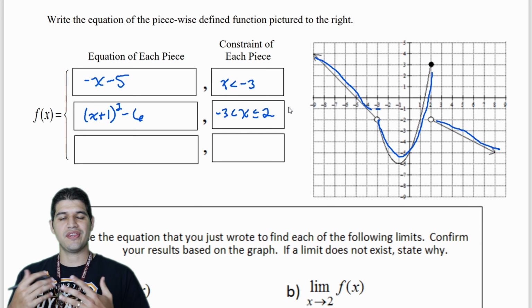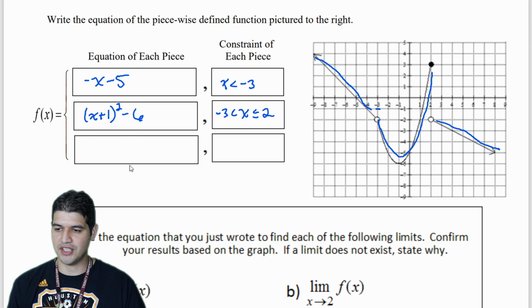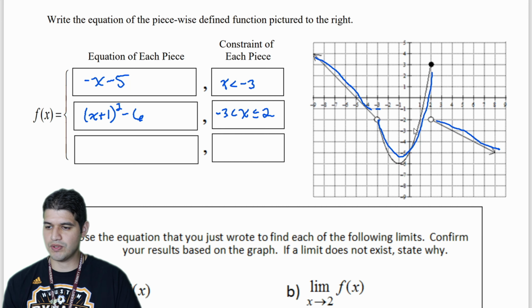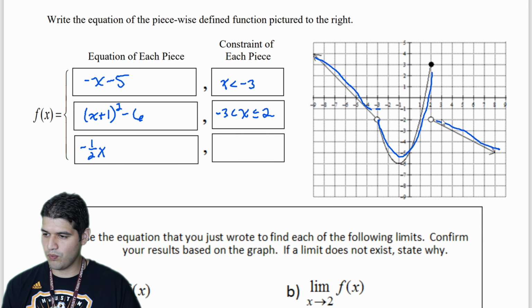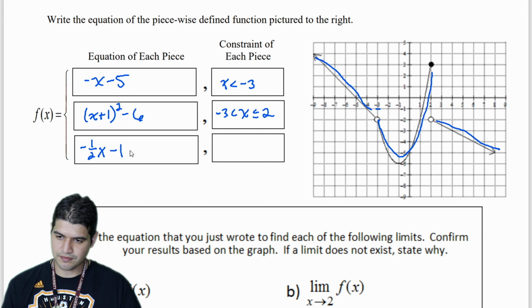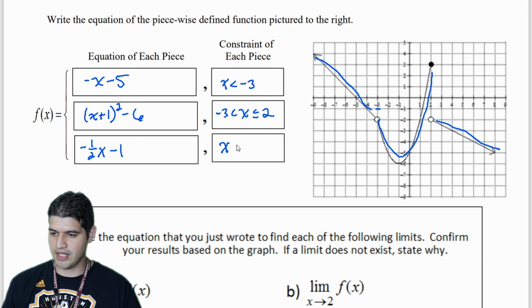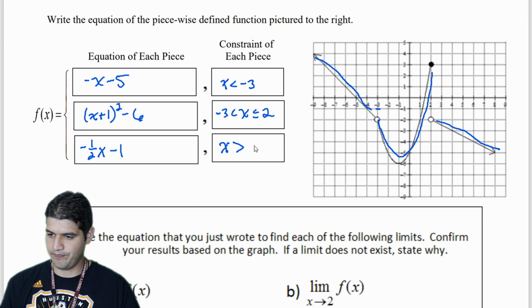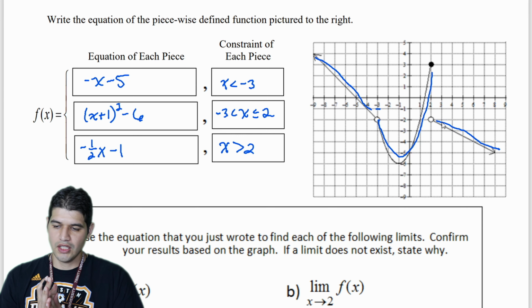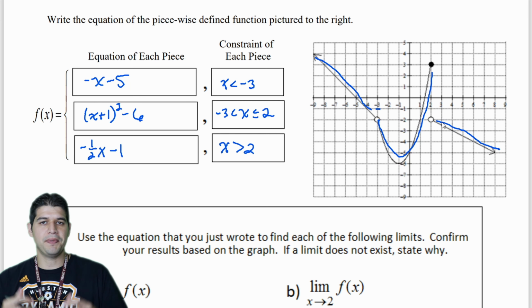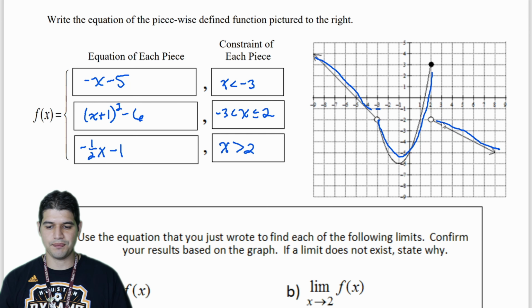Now I'm ready to do the final part of this piecewise function. On the right side, we're starting from 2, but what's the slope first? It goes -1/2, so -1/2 x. And what is the y-intercept? It looks like it'll be -1, so -1. And what's the constraint on that? The constraint is x is greater than 2, not equal to, because it's not filled in at that point right there. All right, so we're going to use that information from the piecewise defined function to understand some of these limits.